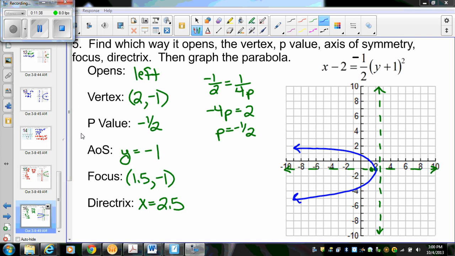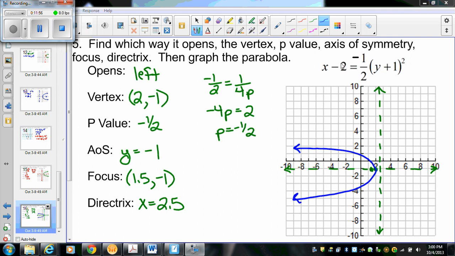Okay, so let's see how you did. The first thing I noticed is that I had my x variable first, and it was not what was being squared, so I had to either open to the left or to the right. Then I went and checked my fraction. My fraction's negative, so that means that I was opening to the left.